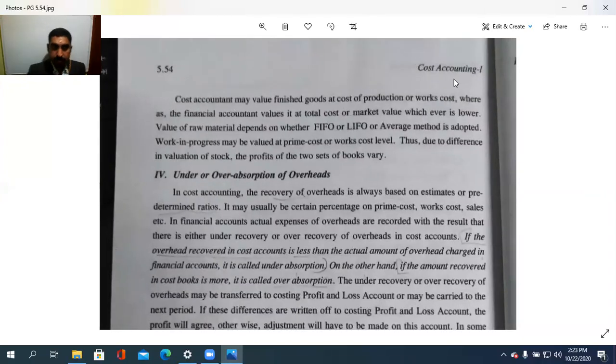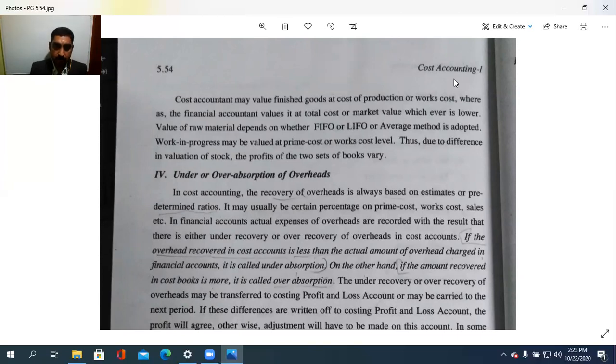Maybe we already studied the FIFO or LIFO or average method, isn't it? So cost accountant may value finished goods at cost of production or the work cost, whereas the financial accountant values it as total cost or the market value, whichever is the lower one. അപ്പോൾ കോസ്റ്റ് അക്കൗണ്ടന്റ് അവര് അഡോപ്റ്റ് ചെയ്യുന്നതാണ് കോസ്റ്റ് ഓഫ് പ്രൊഡക്ഷൻ അല്ലെങ്കിൽ വർക്ക് കോസ്റ്റ്, പ്രൊഡക്ഷൻ കോസ്റ്റ് അതായിരിക്കും ഫാക്ടറി കോസ്റ്റ്.